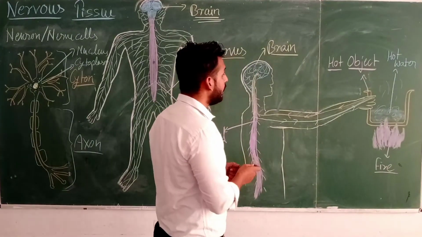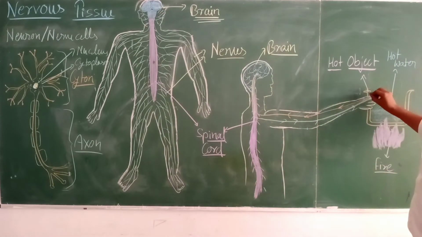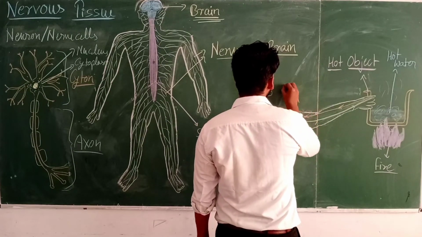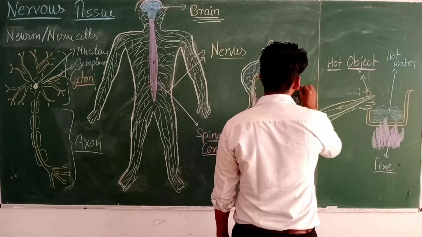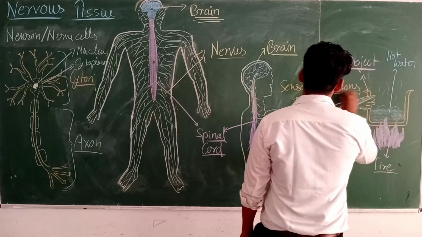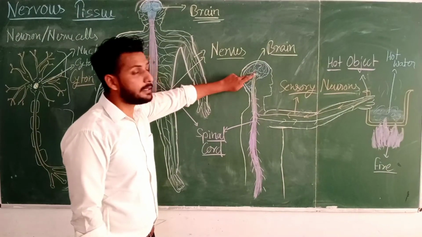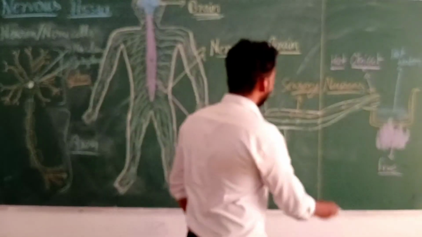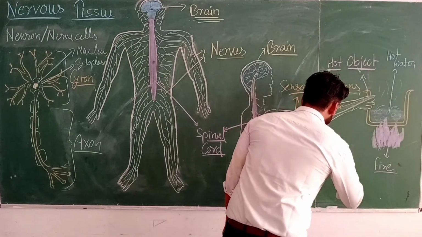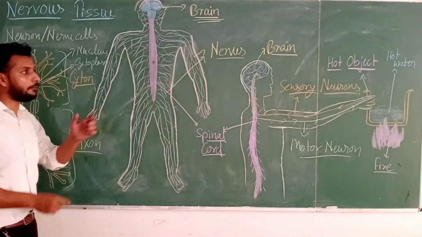Got it? So here there are two types of neurons. The neurons which carry the signal from the body part to the brain are known as sensory neurons. What are those? Sensory neurons. And the neurons which carry the signal from the brain to the body part are known as motor neurons.